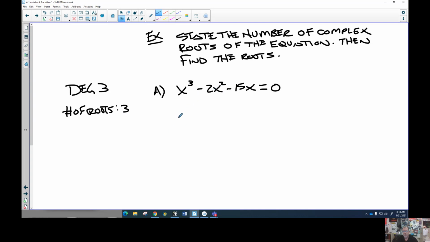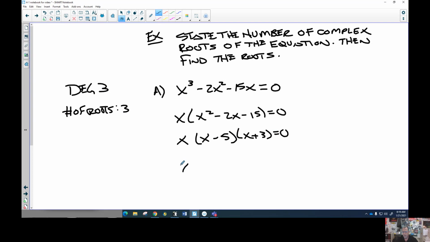So if we factor this, we are looking at x first. There's a common factor of x. So then that'd be x squared minus 2x minus 15. And we can also look at this and say, all right, so we've got in here, we need something that multiplies to negative 15 and adds to negative 2. So that would be, I believe, x minus 5, x plus 3. And that would tell us the roots of this are x equals 0, x equals 5, and x equals negative 3. Whatever makes each of these equal to 0.